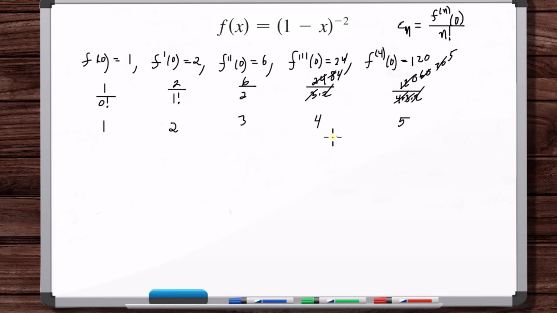Okay, and there you go. Now we can see a definitive pattern. So sometimes you can see a definitive pattern just straight from the nth derivative of the center point. Or if you can't find a definitive pattern there, go ahead and divide by n factorial and see what you get. So here we can see that this is c sub 0. This is c sub 1.